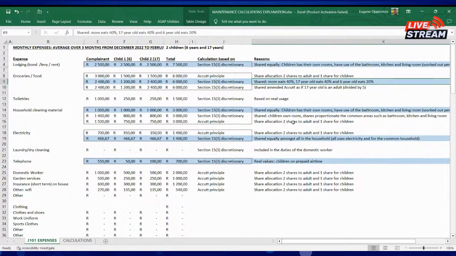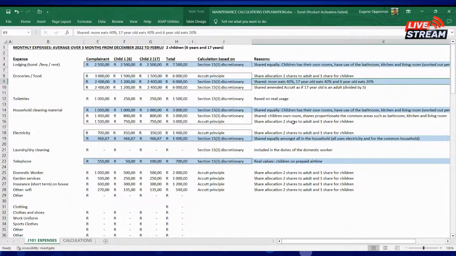Of the food that is bought, because she's an adult. But here it comes in. You know what? The 17-year-old and 6-year-old do not eat the same amount. The 17-year-old would probably eat more than the mother. But let's keep it fair and say, okay, the 17-year-old only eats 40%, and the remainder, 20%, is allocated towards the 6-year-old.